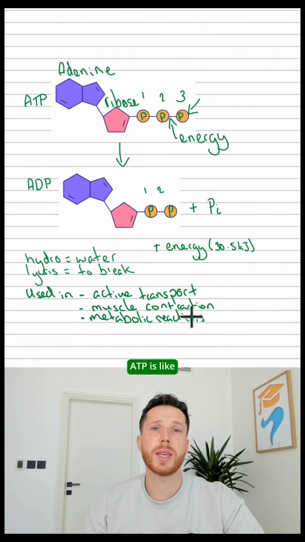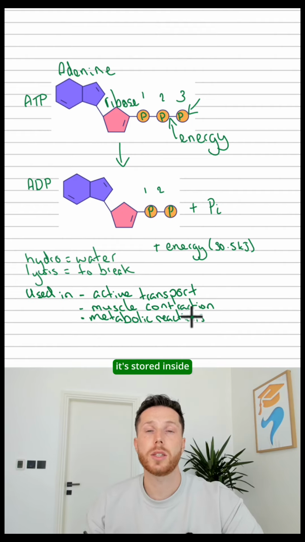So in short, ATP is like the energy currency of the cell. It's stored inside the cell and it can constantly be remade from the mitochondria during respiration. When we put it through a hydrolysis reaction, we turn ATP into ADP, plus an inorganic phosphate, and a little bit of energy is released as well.